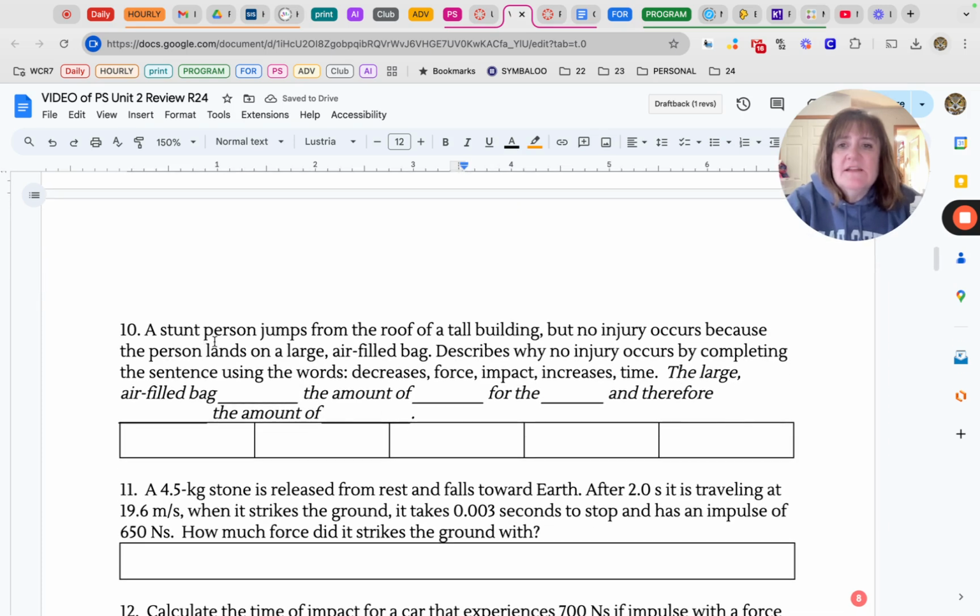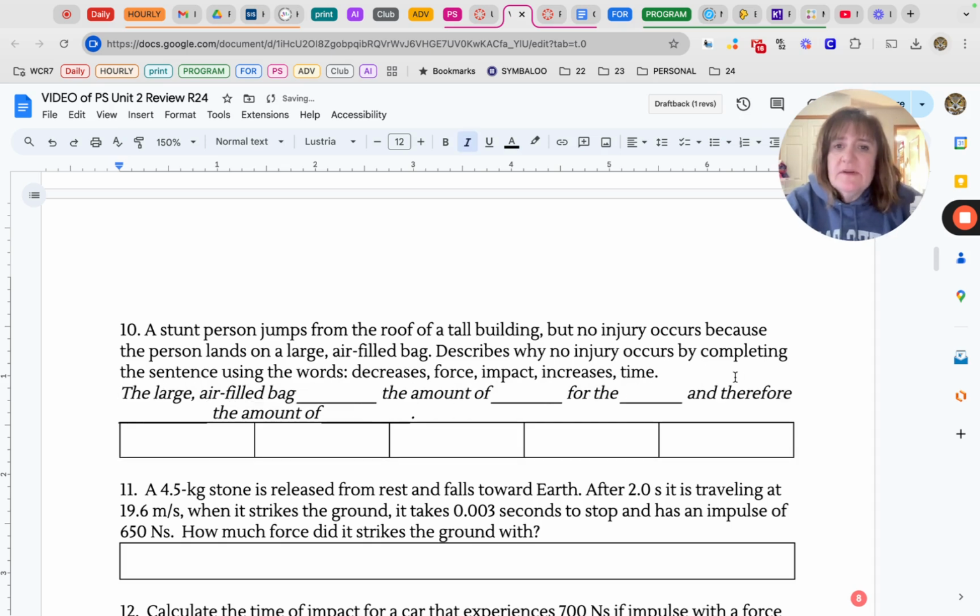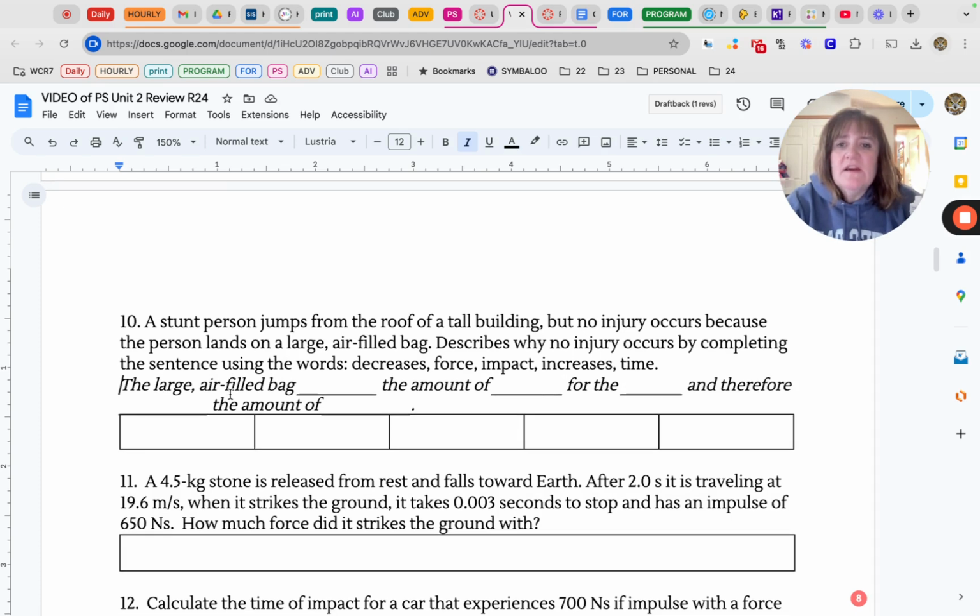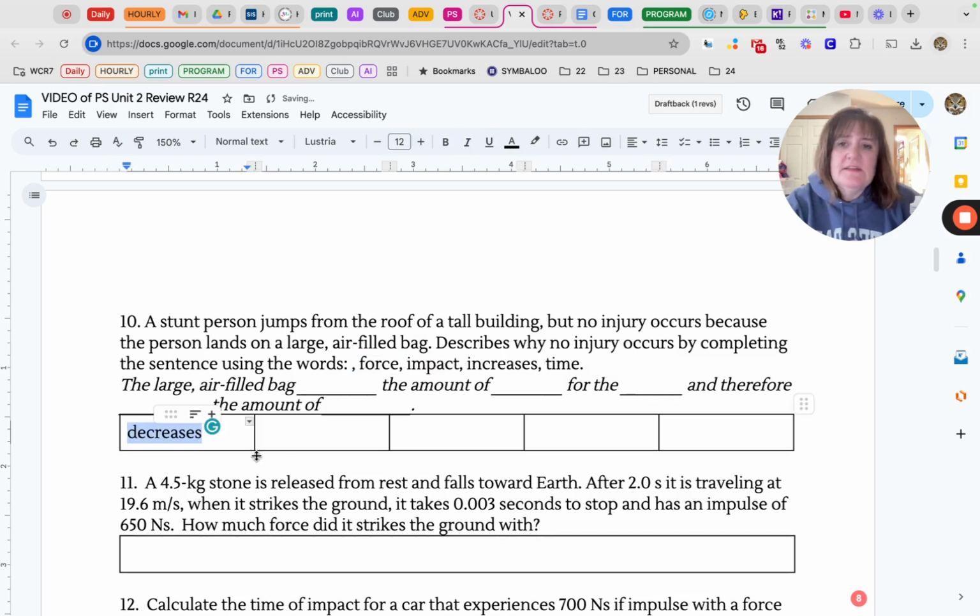Number 10, a stunt person jumps from the roof of a tall building, but no injury occurs because the person lands in a large air-filled bag. Decide why no injury occurs by completing the sentence using the words decreases, force, impact, increases, and time. So the large air-filled bag should be decreases the amount of time. Nope, that's backwards. Sugar.